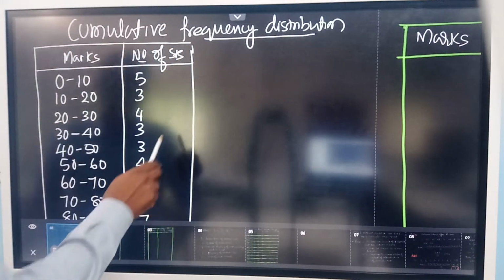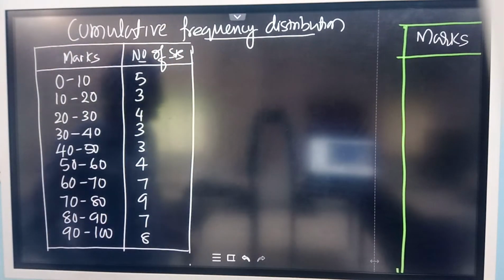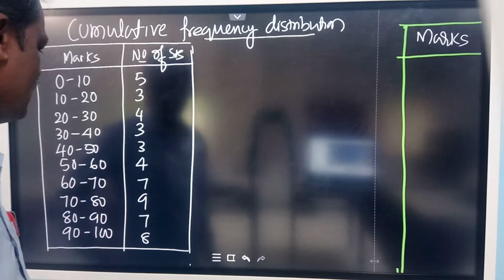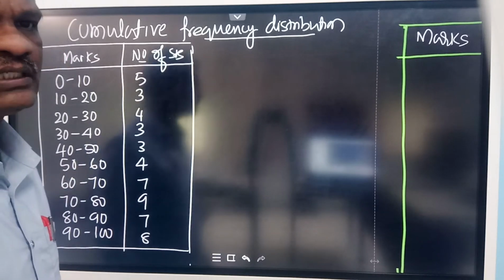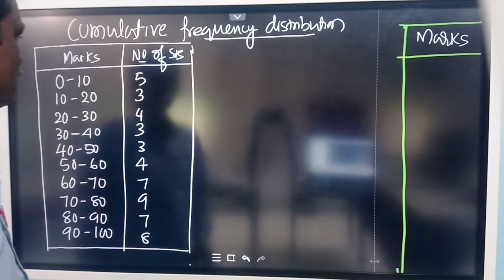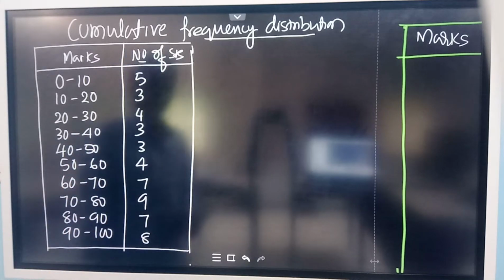As I said, the cumulative frequency is very useful in finding the number of observations. Whatever the number of observations you want, you can find out very easily. So here is a table. I want to find out the 50th observation or 20th observation. We need the cumulative frequency for this table.